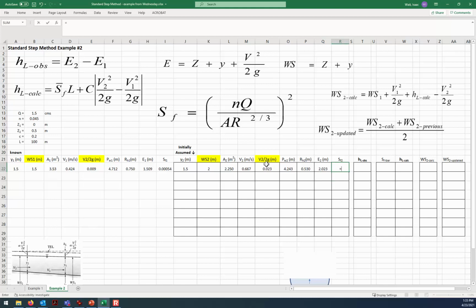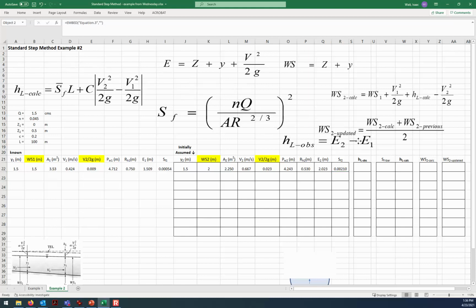Slope of the energy grade line, we're using Manning's equation. So it's the n value times the flow rate divided by the area times the hydraulic radius to the power of 0.6667, and then all of that is squared. Okay, so the slope of the energy grade line should be 0.0021.